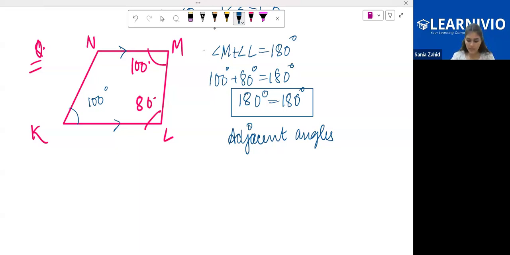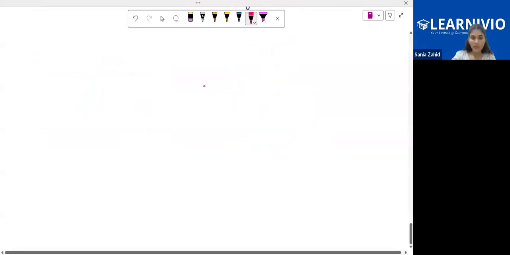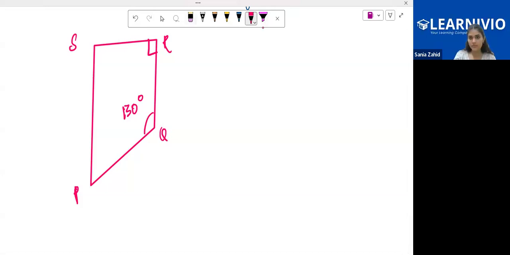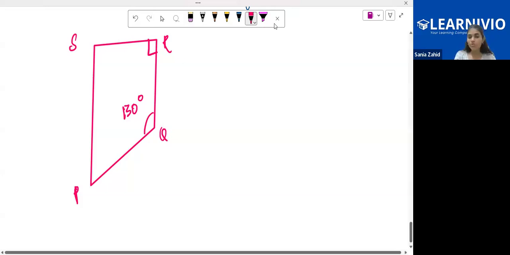Now you have the next question. This is the figure. This angle is 90 degrees. You have S, P, R, Q, 130 degrees. Okay. Now calculate the rest of the angles. We have to find angle P and angle S. You have to find the rest of the angles, basically P, S, and R. Just write the numbers.